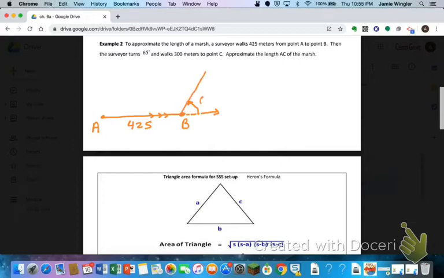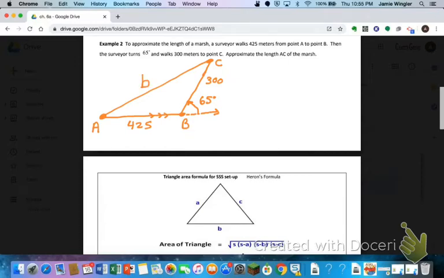So he makes his turn of 65 degrees and he walks 300 meters to point C. Your triangle is always going to have 3 vertices and 3 sides. So we want to approximate the length of AC. So we want to know this length right here, which I'm going to call B.